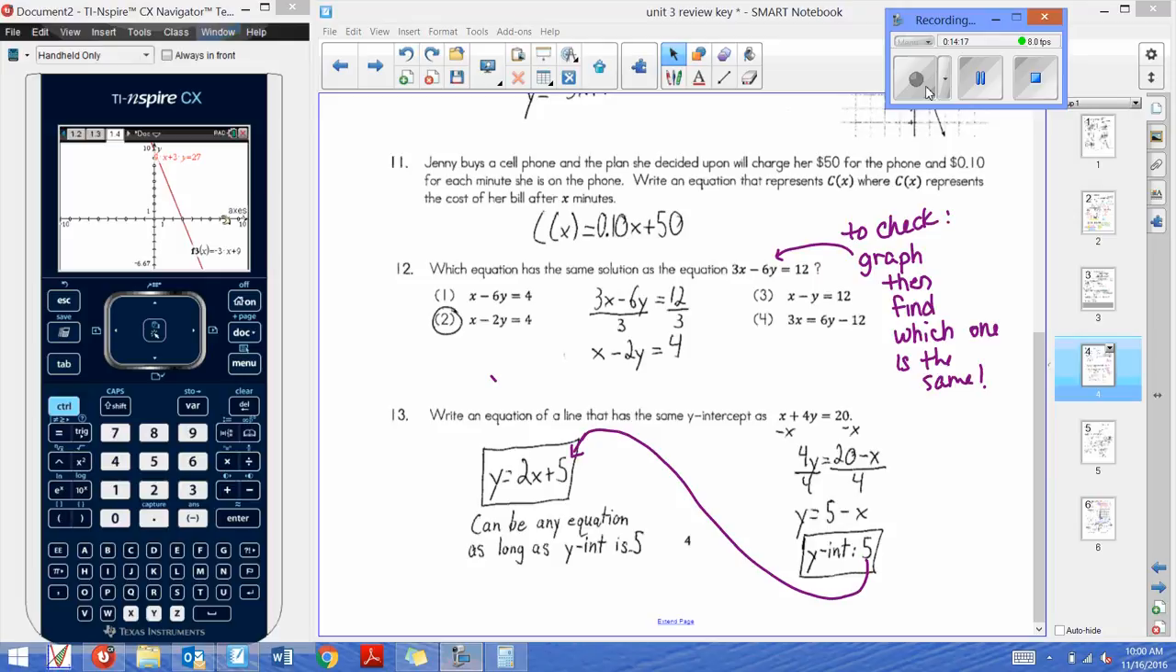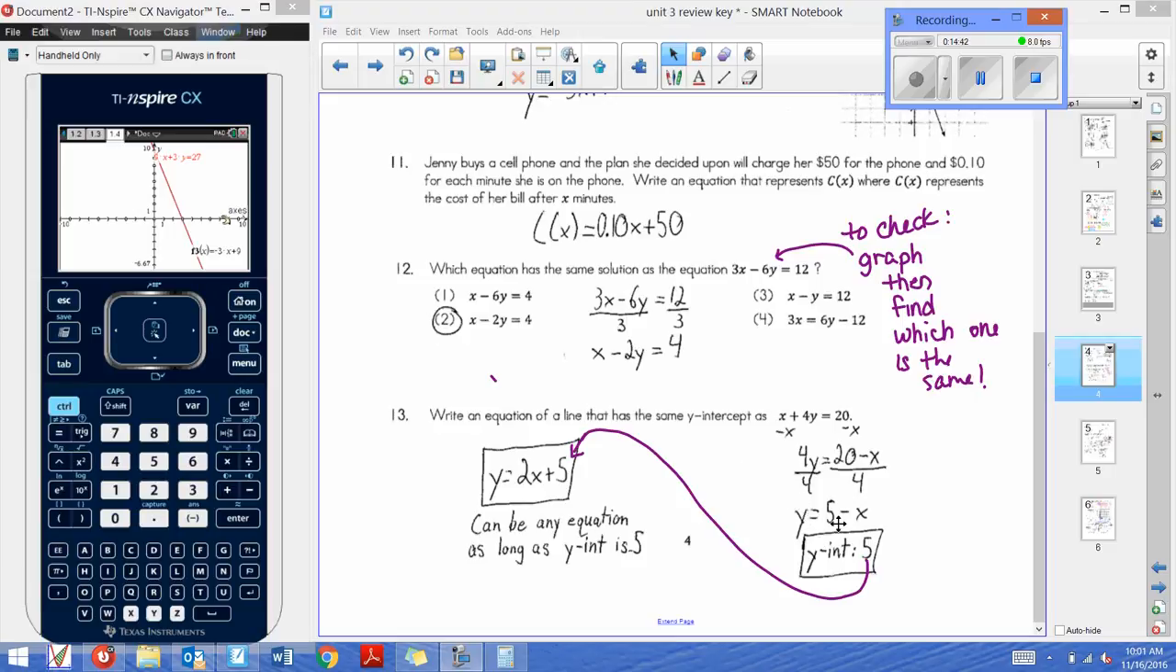In number 13, it says you have to write an equation of a line that has the same y-intercept as this line. Well, the first thing that we should do is figure out what that y-intercept is. And in order to do that, you can either graph it and look on the graph, or to show it algebraically, because that's what answers will be accepted on short answers, get y alone, get it in y equals mx plus b form. Very similar to what we did in number 12.